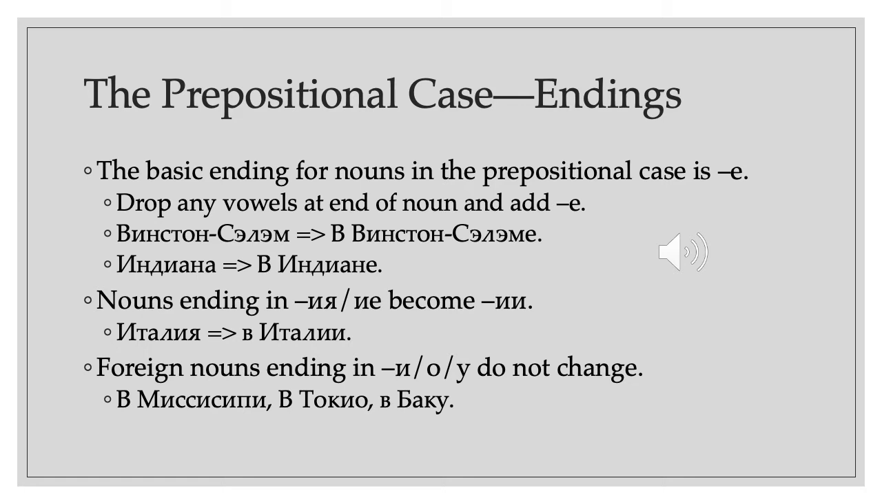If we have a foreign noun that ends in е, or у, we don't add any kind of an ending. It doesn't change. It stays the same. So in Mississippi is в Миссисипи. In Tokyo is в Токио. And in Baku, which is a town in the Caucasus, we say в Баку.